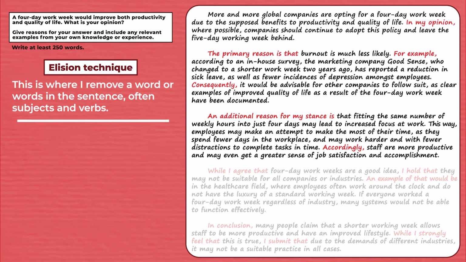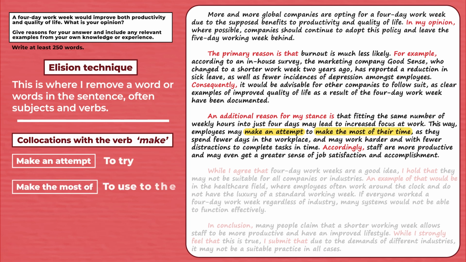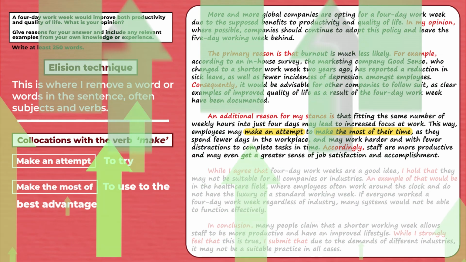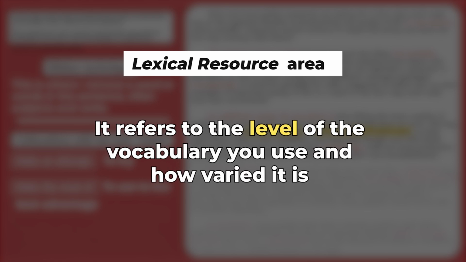There are also some awesome collocations with the verb make. The first is make an attempt, meaning to try, and the second is make the most of, which means to use to the best advantage. Knowledge of collocations can really boost your score in the lexical resource area. This is an area that the examiners give marks for when grading your writing. It refers to the level of the vocabulary you use and how varied it is.